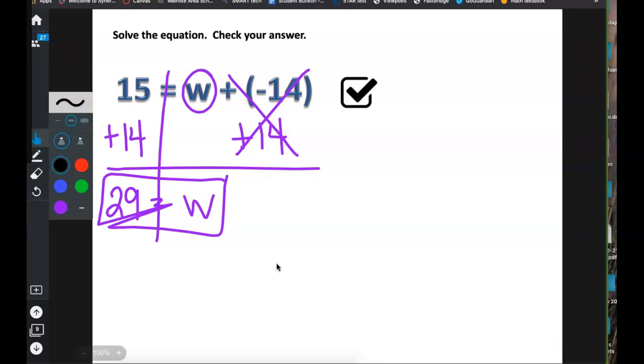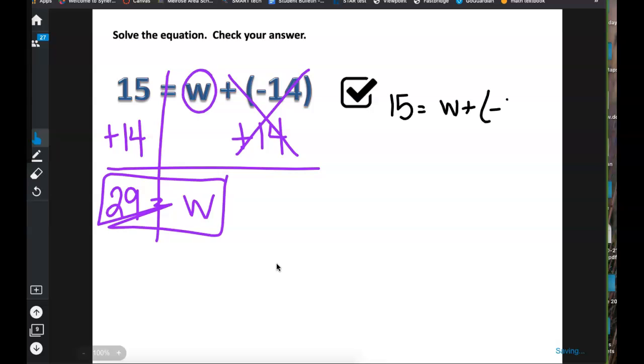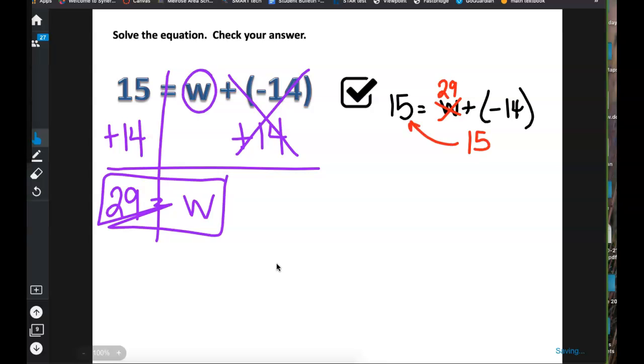So I have 15 equals W plus negative 14. Okay. I'm going to cross off the W and put a 29 there and make sure it works. 29 plus negative 14. They're different signs, so I would subtract. 29 minus 14 is 15. My answer works.